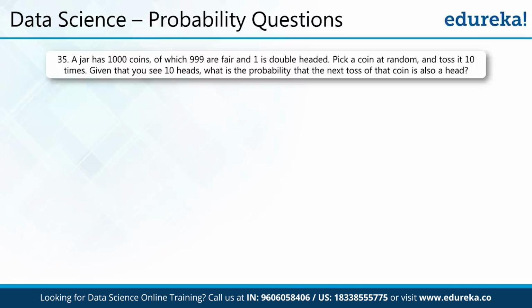Given that we have already seen 10 heads in those 10 tosses, what is the probability that the next toss of the coin is also going to be a head? We are given a statement here that 10 heads are already seen. What is the probability that the 11th toss would be a head? Okay, so let's see how we approach this.